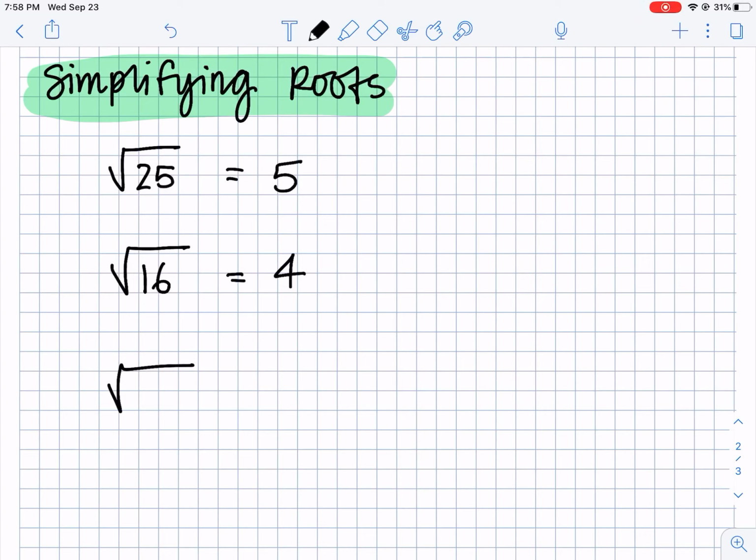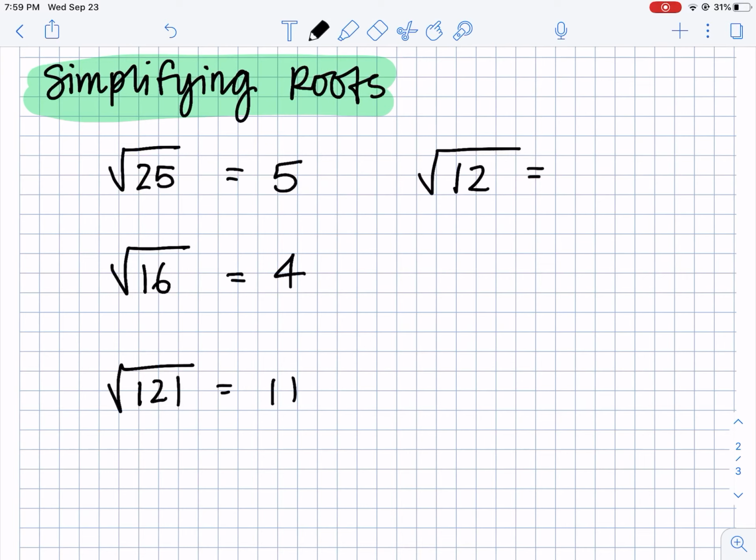What if I had the square root of 121? Maybe this one makes you stop and think, but it's just 11. Now, we learned this, I don't know when you learned this, 7th grade, 8th grade, 6th grade? Good for you. Let's dive into something a little bit trickier. What if we have the square root of 12 and we're trying to reduce that?